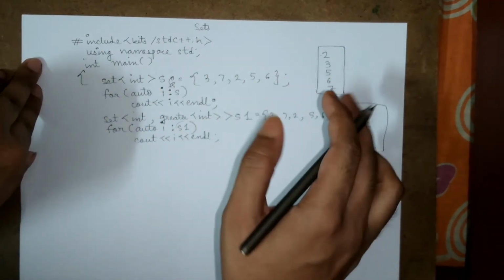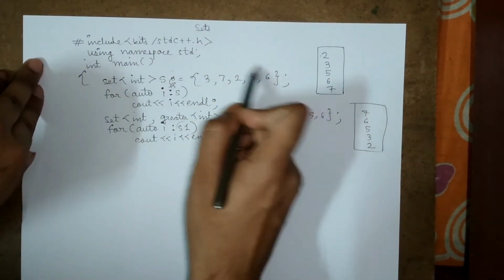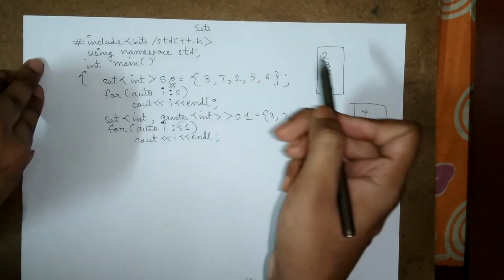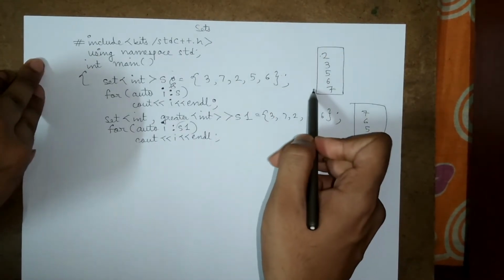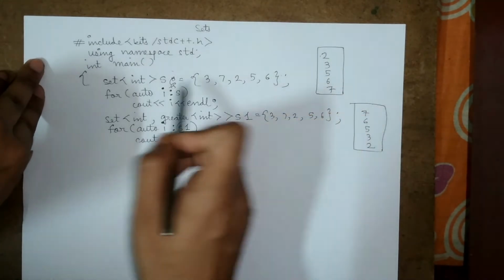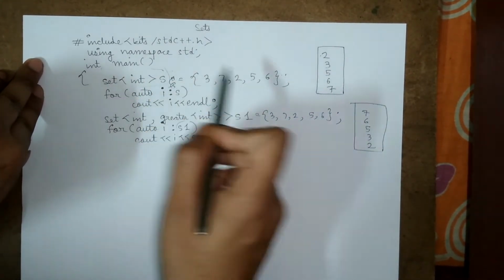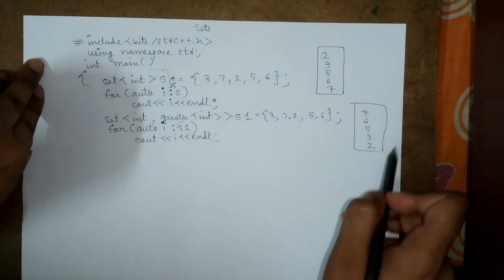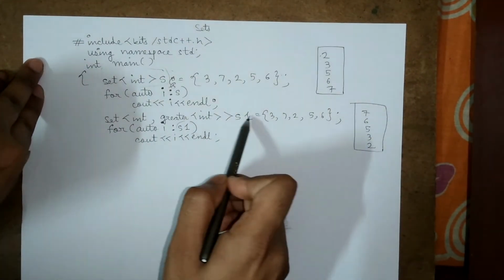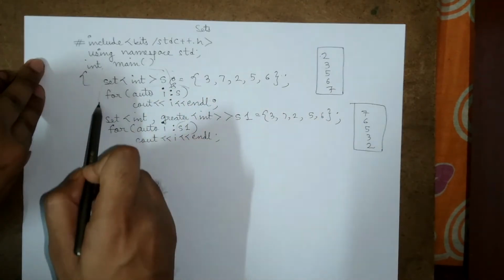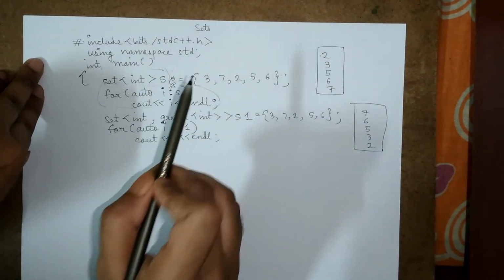So what have we learned till now? How to declare a set and how to put the values inside them. What is the special property? That they will always be arranged in sorted manner. They'll be arranged in increasing order if we write set<int> s, and they will be arranged in decreasing order if we write set<int, greater<int>> s1. Okay, and to print them, we will follow this simple pointer method.